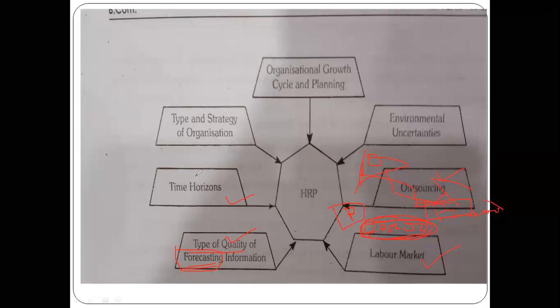See, if certainty is there, you can plan for a lengthy period. If there is a lot of uncertainty, a lot of volatility in the market, you cannot plan for a long term. Only short term plans we have to make. And then type and strategy of organization.